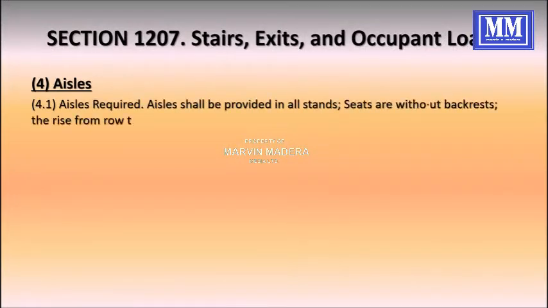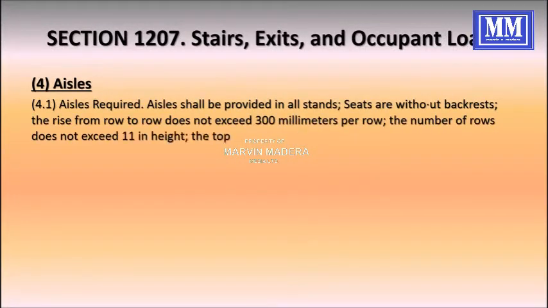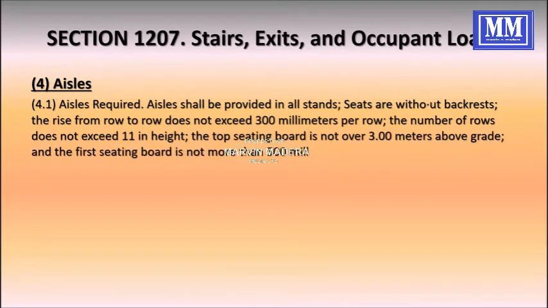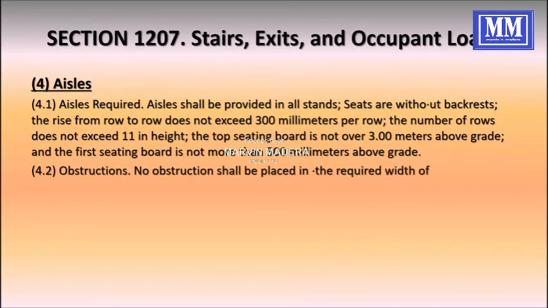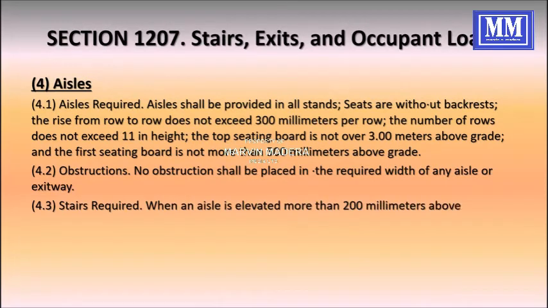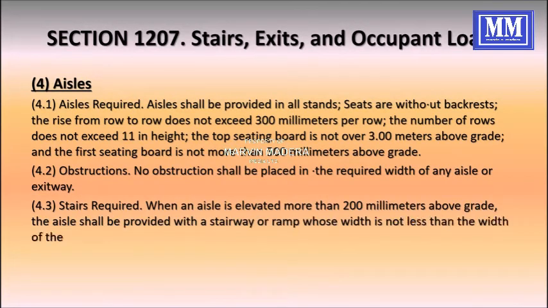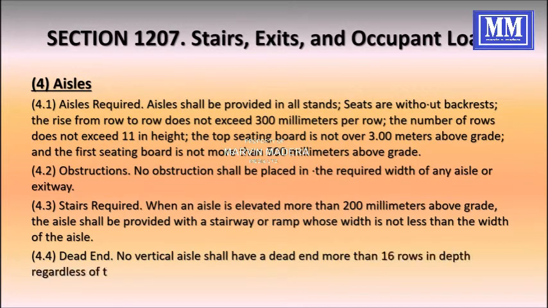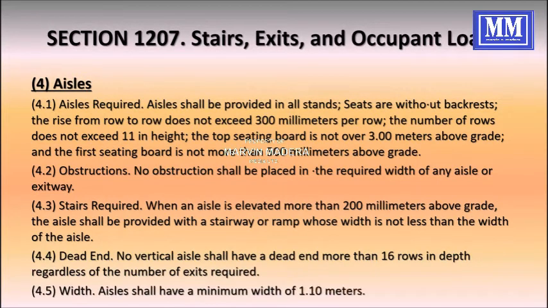Aisles. Aisles shall be provided in all stands. Seats are without backrest. The rise from row to row does not exceed 300 millimeters per row. The number of rows does not exceed 11 in height. The top seat board is not over 3 meters above grade, and the first sitting board is not more than 500 millimeters above grade. No obstructions shall be placed in the required width of any aisle or exitways.